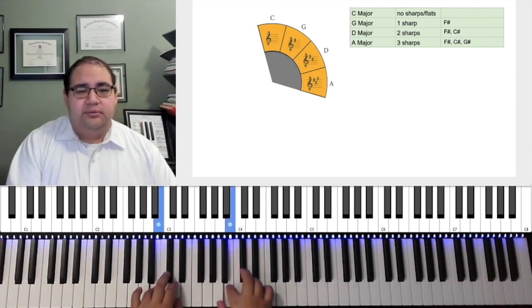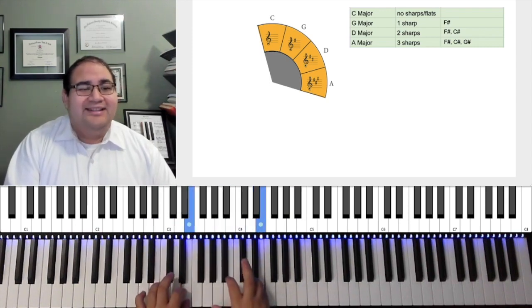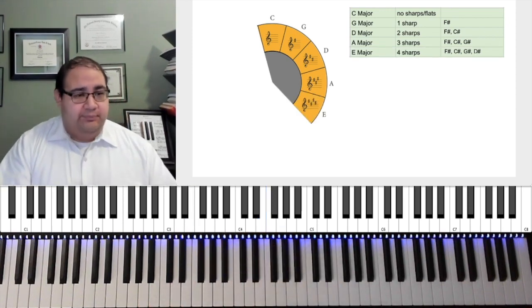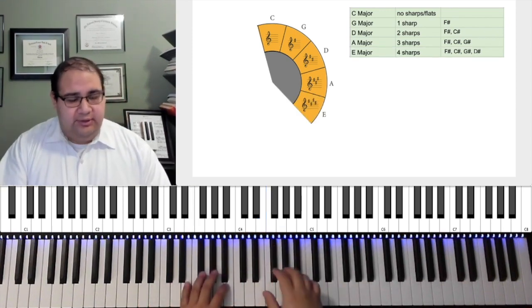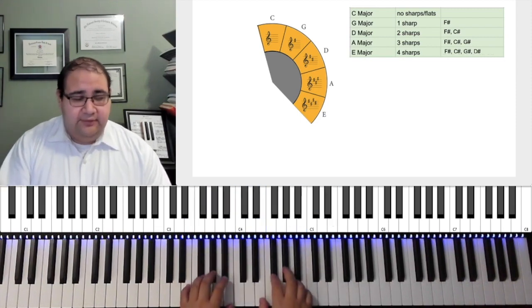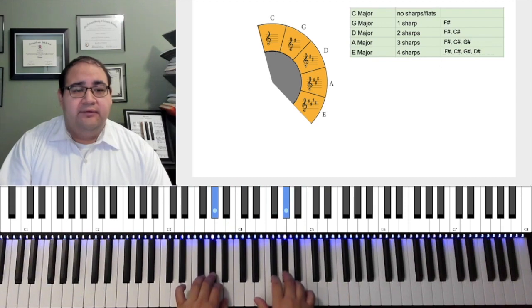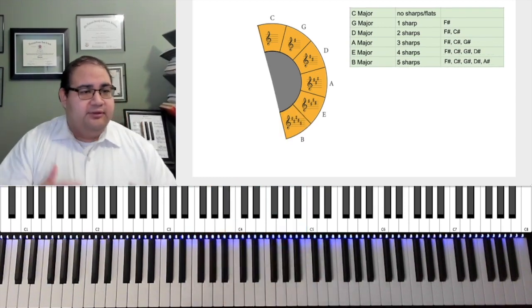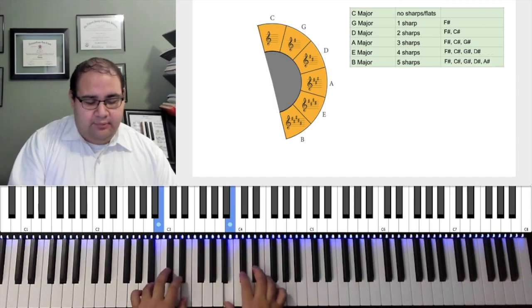Now that we built the scale, let's find the fifth scale degree. 1, 2, 3, 4, 5. It's going to be E. So E is our next key signature. Let's build a scale on E and repeat the process. Let's find the fifth. 1, 2, 3, 4, 5. B is our next one. Repeat the process. Build a scale in B major.